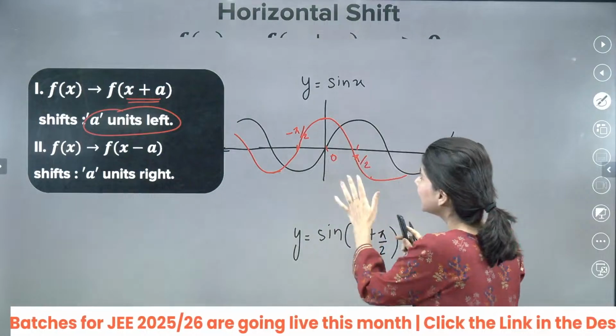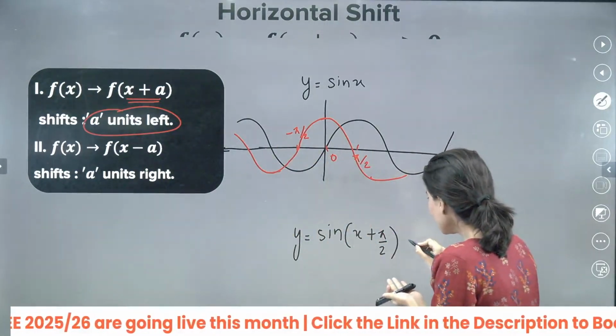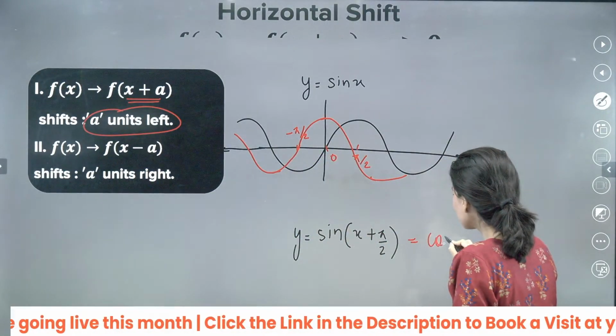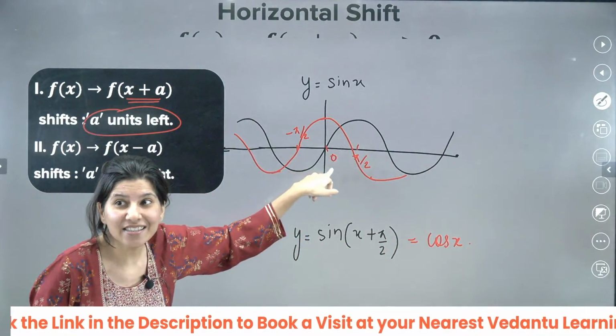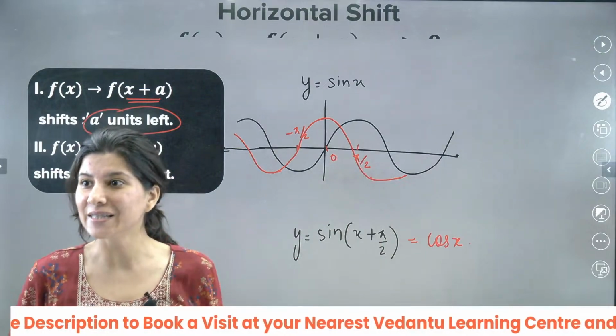So this red color graph, can you see? Now can you see sin x plus pi by 2 is actually cos x? So you didn't even realize this red color graph is a graph of cos x.